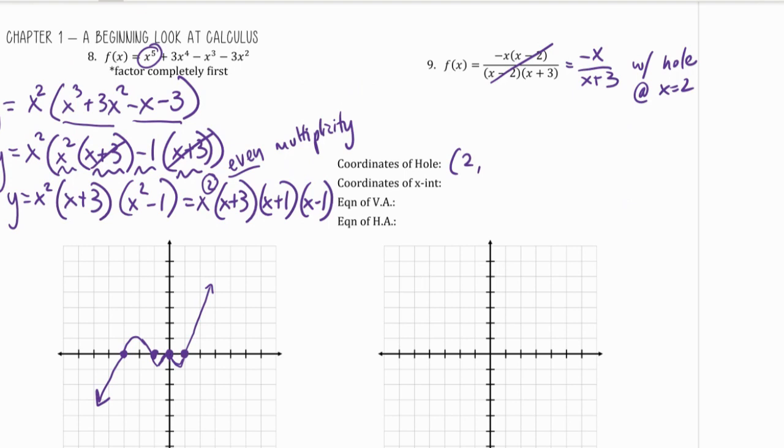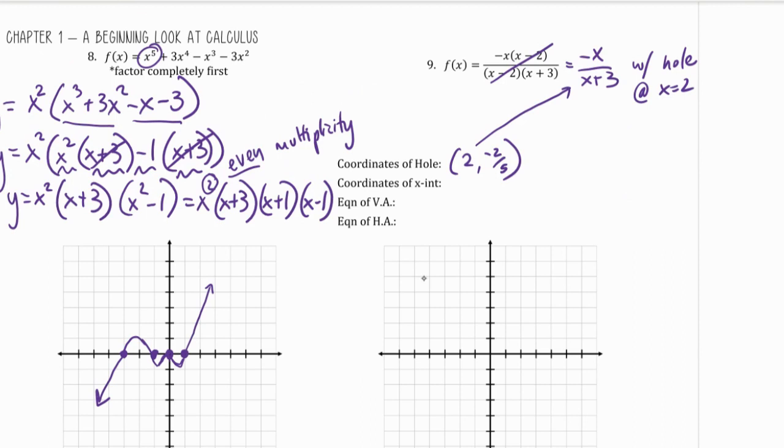Now, what is the exact coordinate? I know it's going to be at x equals 2, but what's the other coordinate? Plug 2 into your simplified answer, negative x over x plus 3. That's negative 2 over 2 plus 3, so negative 2/5. That gives you the y coordinate. So to find the y coordinate, plug the x coordinate into the simplified result.